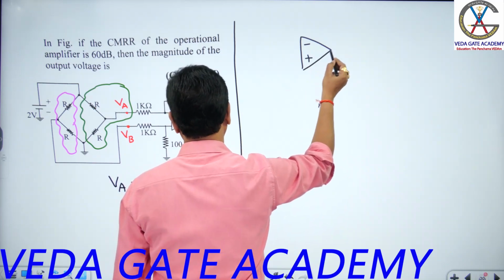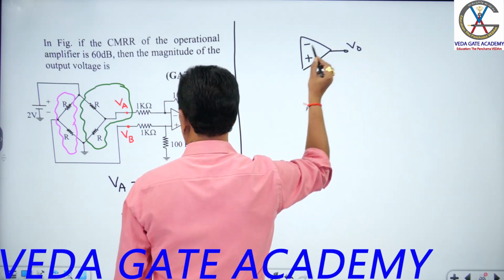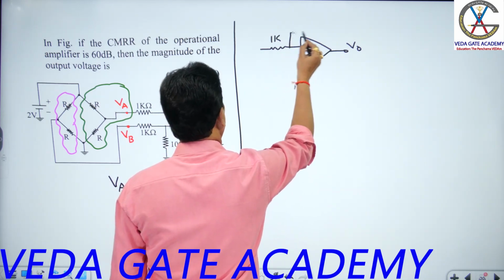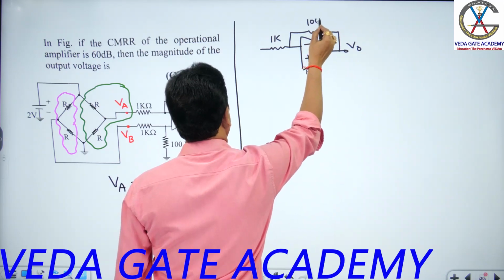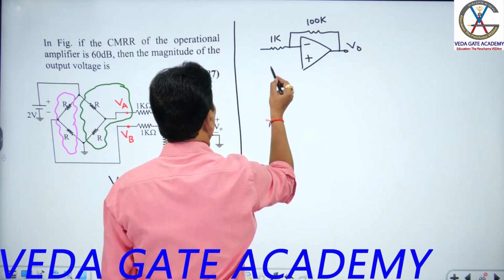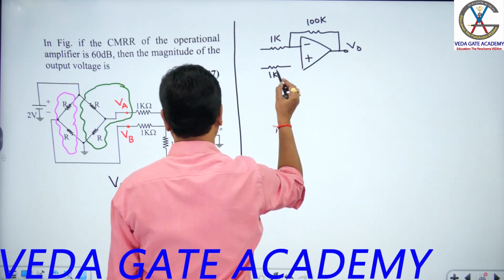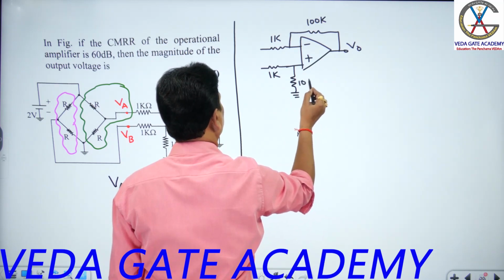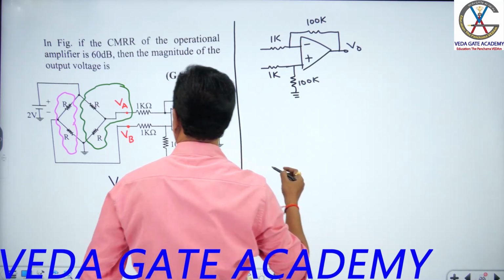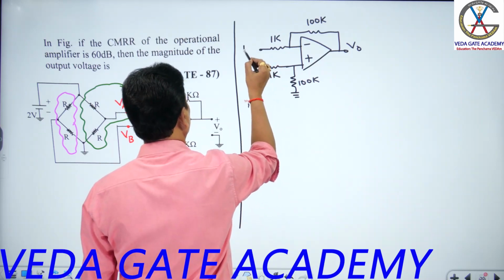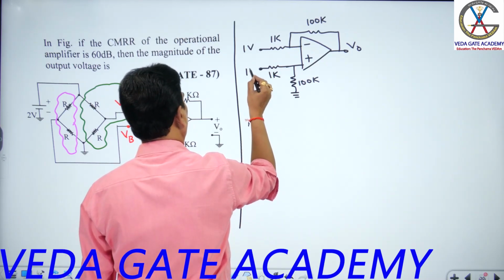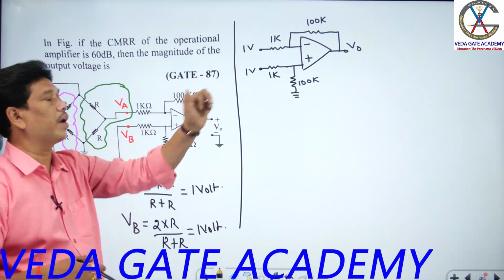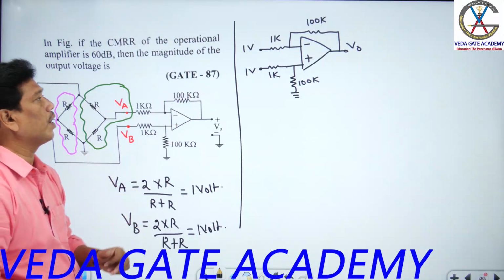This is negative, positive. This is V0. So this is 1K. This is 100K. Right, sir? 1K, 100K, students. This is 1 volt, students. This also 1 volt. Both are equal: VA equal to 1 volt, VB also 1 volt, sir. Confirm now? This is the equivalent model.